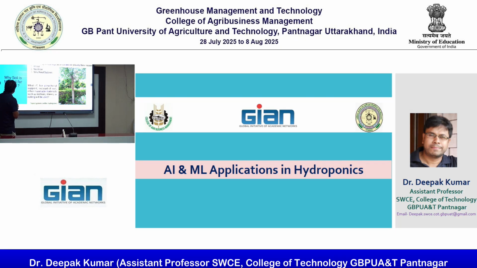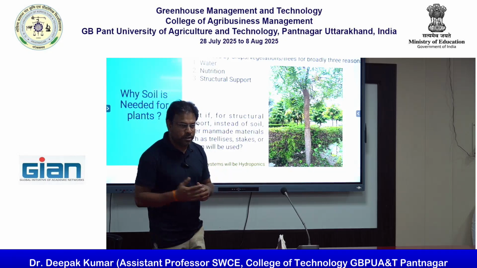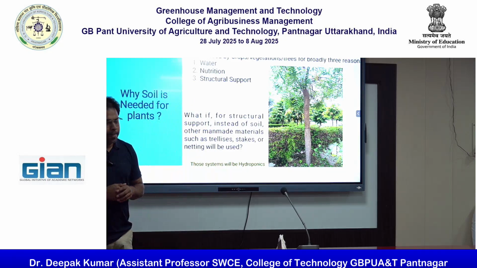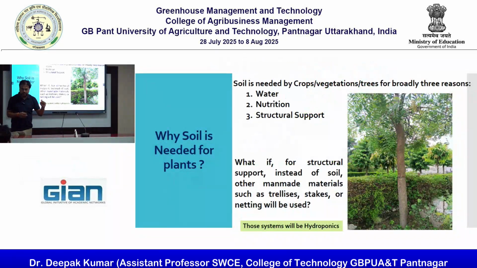So first of all, since my topic is hydroponics, we have to understand why we need soil. If we want to grow crops, plants, if we want to spread the forest, why do we need soil? Soil is basically needed for three purposes. One is for water. Water will be taken by the plant. Nutrition will be taken by the plant. And another very important reason is structural support. Isn't it? Structural support is needed.